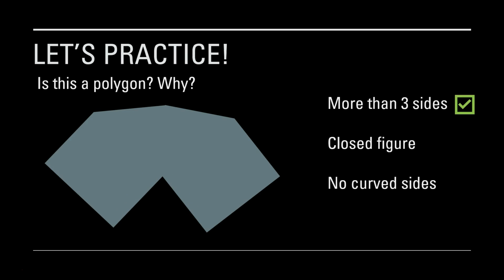Next, I need to see if this shape is a closed figure. When I look, I don't see any openings in the shape. So that means, yes, it is a closed figure. And finally, I need to make sure that the shape has no curved sides. When I look, I see that each side is very straight, so it's going to get a check mark there. I have 3 checks for my 3 rules, so that means this shape is going to be a polygon.